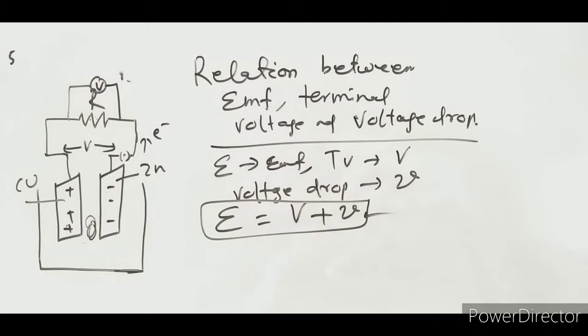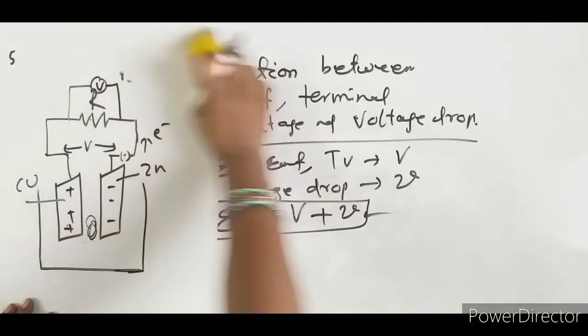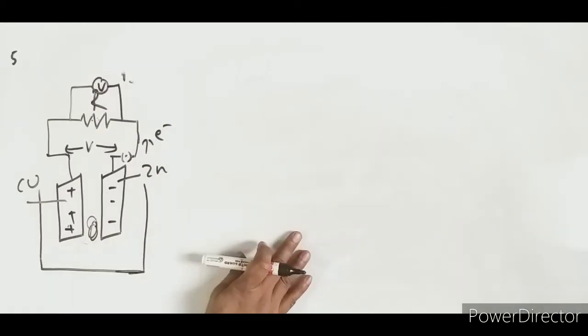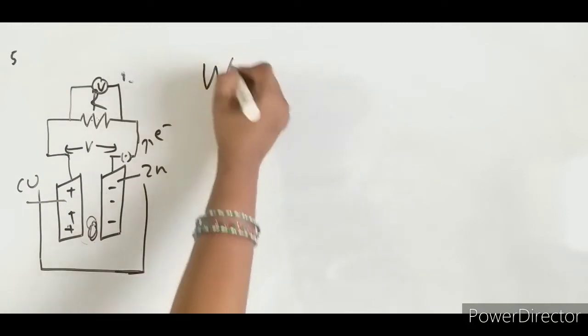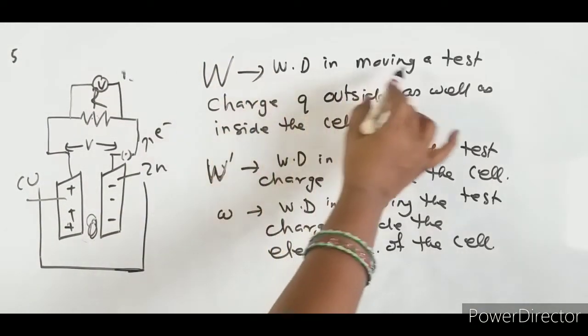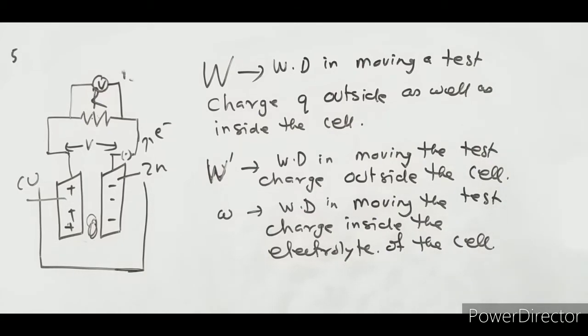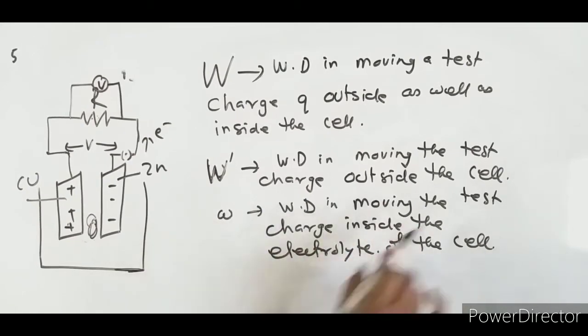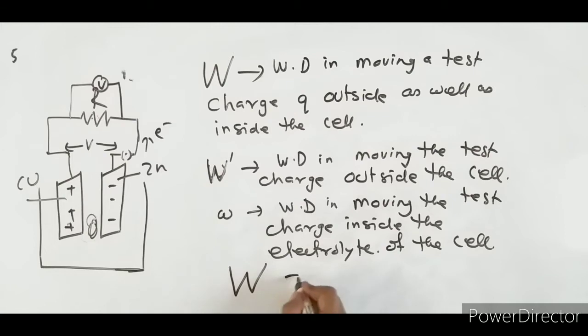Let me explain again. If capital W is the work done in moving a test charge Q outside as well as inside the cell, W prime is the work done in moving the charge outside the cell, and small w is the work done in moving the test charge inside the electrolyte of the cell. So what will be the relationship between them? The relationship is W equals W prime plus w.